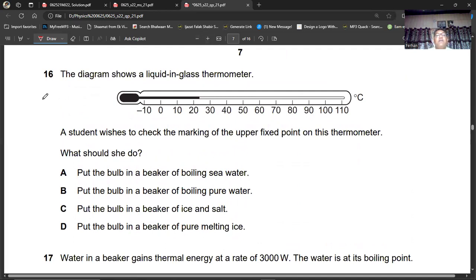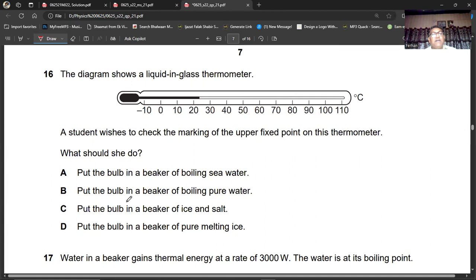Okay, question number 16. The diagram shows a liquid in glass thermometer. A student wishes to check the marking of the upper fixed point on this thermometer. What should she do? The upper fixed point is when the bulb is in the steam of the boiling water. Because the temperature of the steam of the boiling water is 100 degrees centigrade, the level of mercury will go to 100.